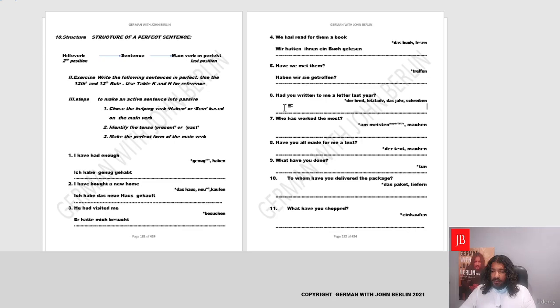Okay, had you written for me a letter last year? Now let's find out. It's again a question. The verb is written. Written has got no movement. The helping verb is haben. The tense is past, so we'll make it hatten. Conjugated for you, it'll be ich hatte, du hattest.